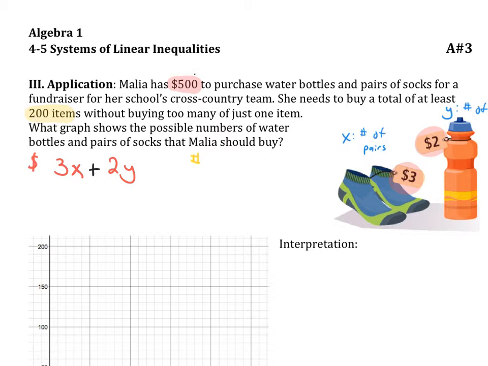And notice she has $500 to purchase, but she doesn't have to spend them all. So it's going to be less than or equal to $500. Now, the next part, we see that she needs to buy a total of at least 200 items. So what do we do with that? Well, if X is the number of pairs of socks, and actually let's change that. We're going to change this to Y, and we'll explain in just a minute as to why we're going to do that and change this one to X, which means these two are going to change here and here. In a moment, you'll see why. So it's still going to be X plus Y is going to be at least 200, like so.